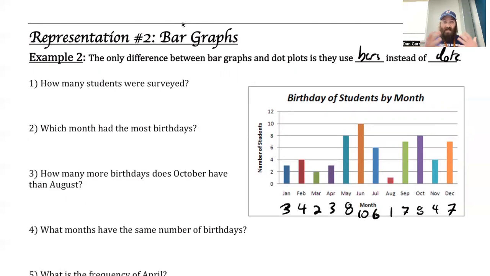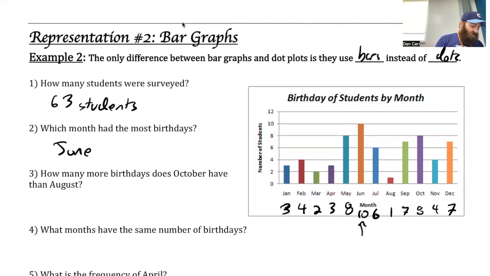So again, we're just going to add these numbers up for the total survey. I'm just going to go ahead and pause it here just so you don't have to watch me do all the counting on that one. Okay, so we count up all those numbers and we get 63 students. Okay, which month had the most birthdays? So we can see that right here. I labeled it, but it's also the tallest bar. So June had the most birthdays. How many more birthdays does October have than August? So October has 8, August has 1. So we can just take 8 minus 1 for 7 more birthdays.